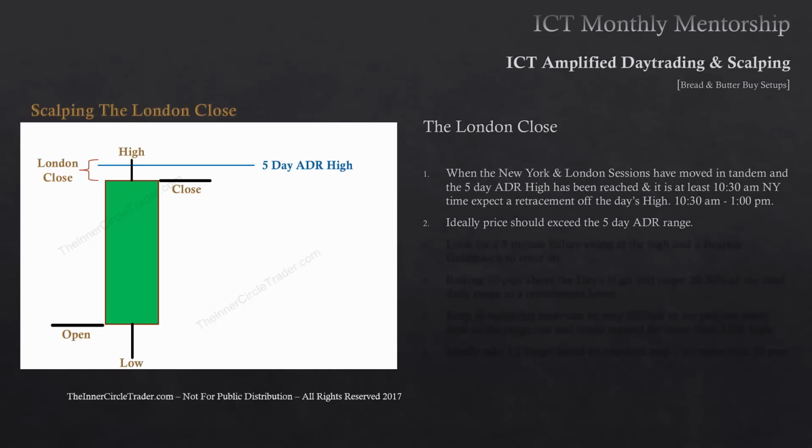Ideally, price should exceed the 5-day average daily range high. It should be more than what you expected to see in the 5-day average daily range, because then you have a really overbought, really stretched out range.